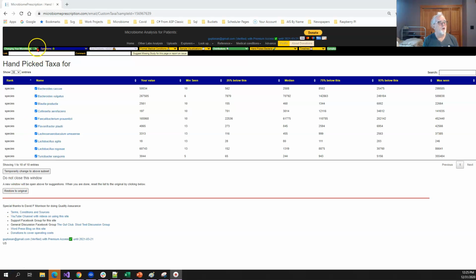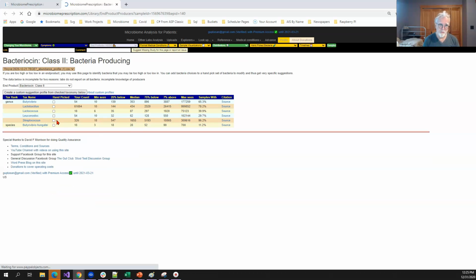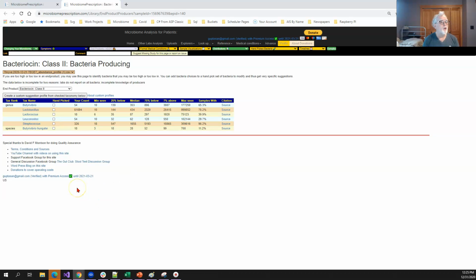On the menu, there's a Changing Your Microbiome, and we have three items here. We have end product outliers, which will go and identify things where the values are high, and in this case, all those values are high, as in the person is sitting at the 99th percentile, a very high amount. If we click on this one, it will open up in a new window and will show what is producing it.